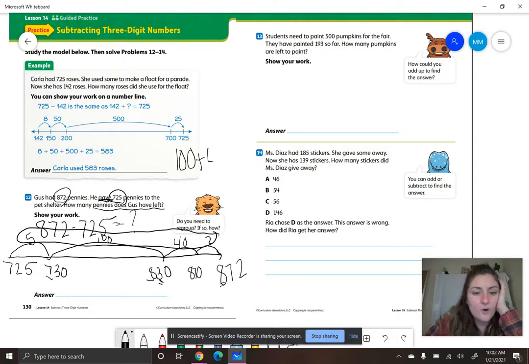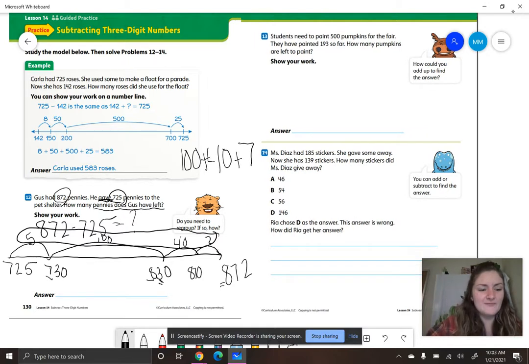I had 40. I have 4 tens. And how many ones did I have? I have 5 ones and 2 ones. How many ones is that? 7. So if I put 100 plus 40 plus 7 together, how many pennies does Gus have left? 100. Oh my goodness, I keep moving. 147 pennies.